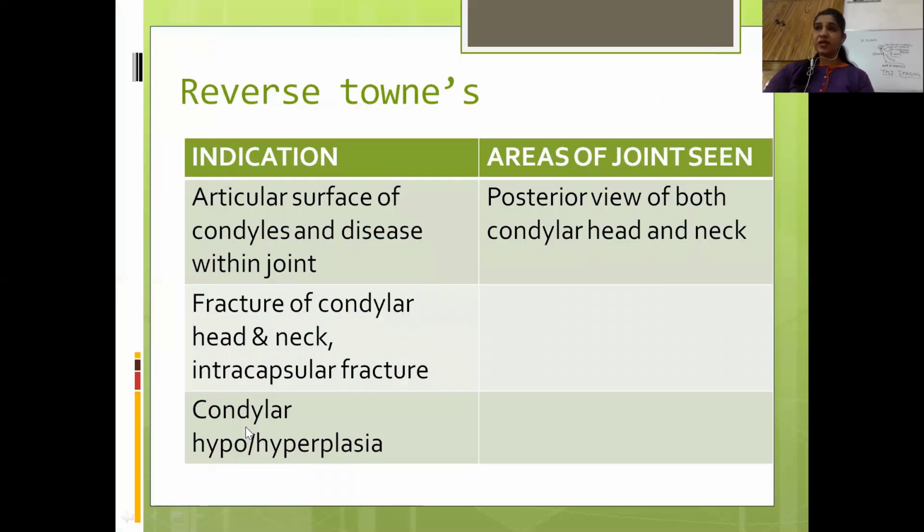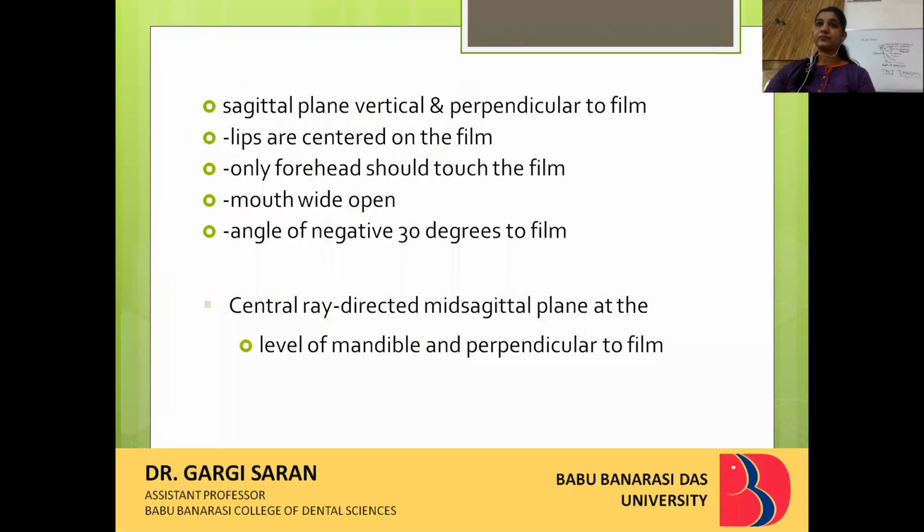Then reverse Towne's. This is also a conventional radiograph in which we see the articular surfaces of the condyle with disease within the joint, fracture of the condyle head and neck, intracapsular fractures, and condylar hypo or hyperplasia. The areas of joint seen over here are the posterior view of both condylar head and neck. Then the sagittal plane is vertical to and perpendicular to the film.